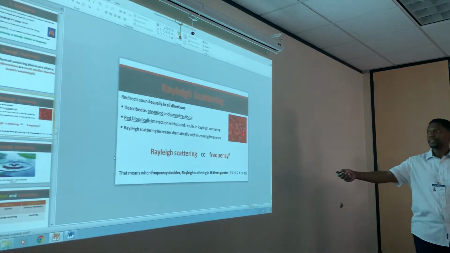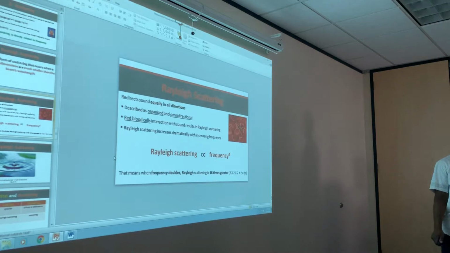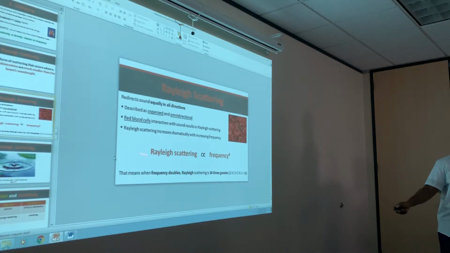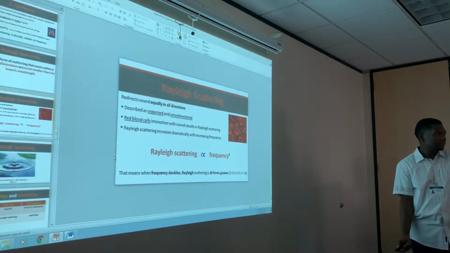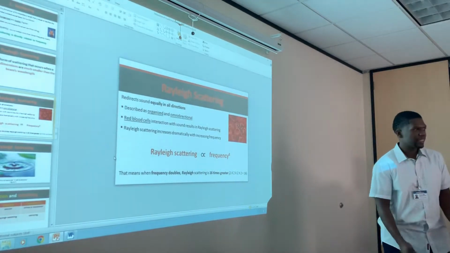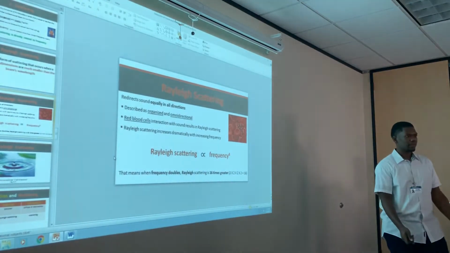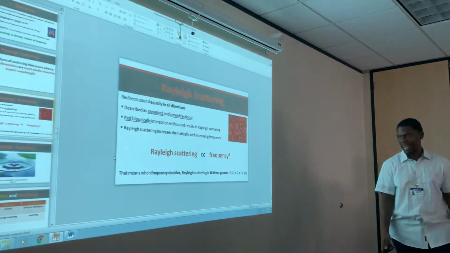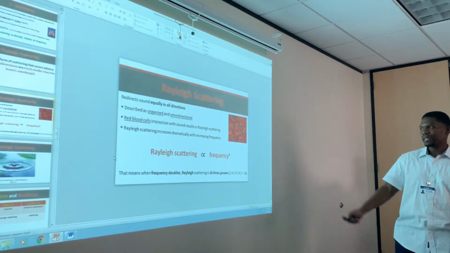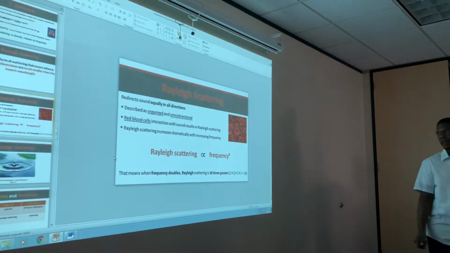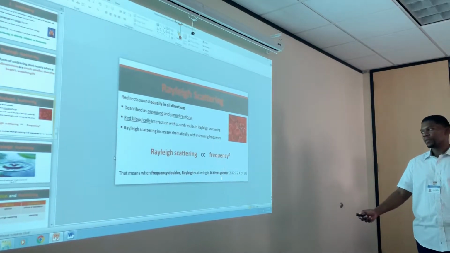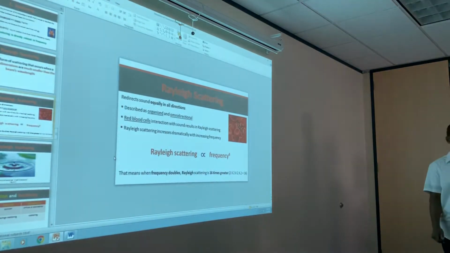Red blood cells' interaction with sound creates Rayleigh scattering. That's going to be on your registry 100%. They're going to ask you, what structure creates Rayleigh scattering in the body? Red blood cell. What structure creates scatter in the body? Lung tissue. Man, y'all on fire. I want you to know that Rayleigh scattering is proportional to the frequency to the 4th power. That means if the frequency doubles, Rayleigh scattering is going to be 16 times greater. They call it Rayleigh because of the guy that discovered this.